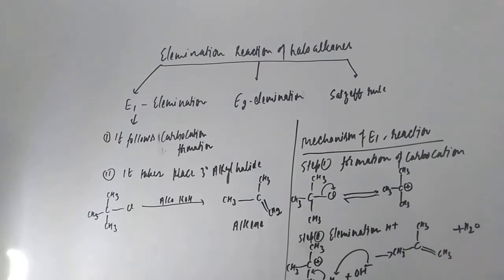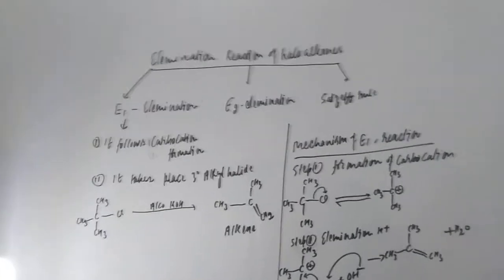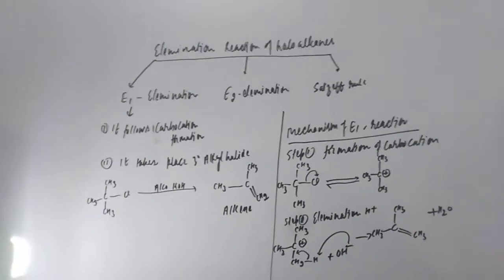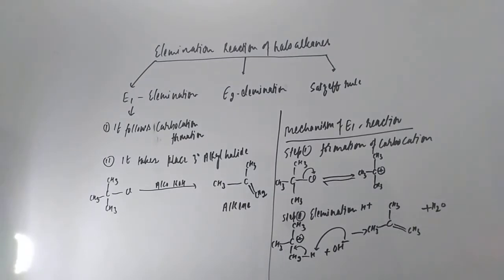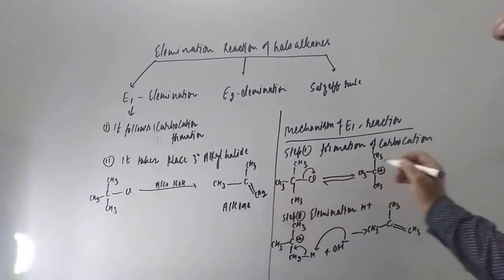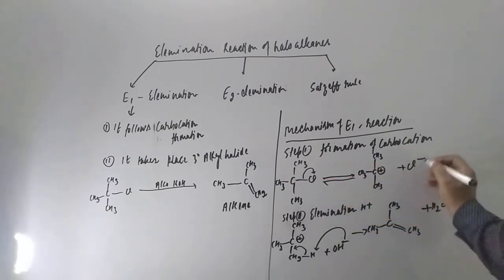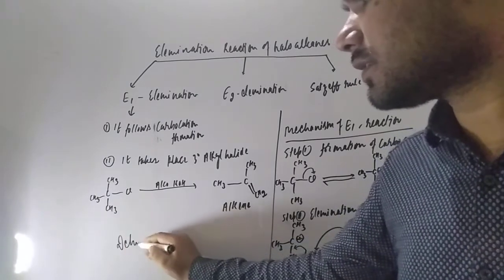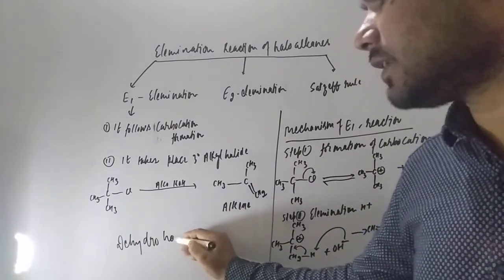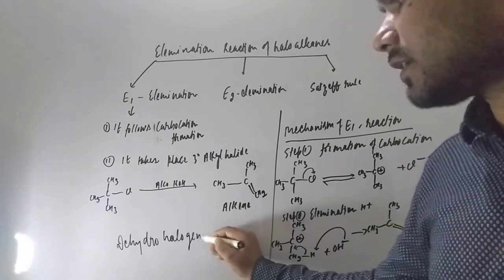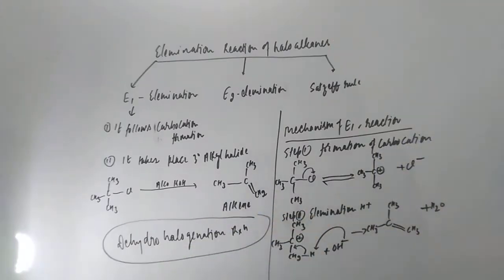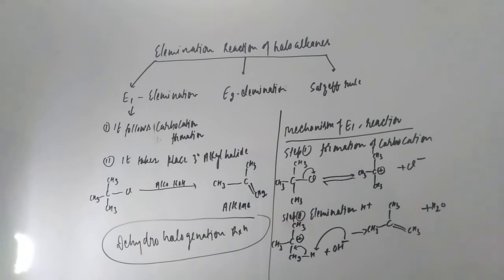In this total process, student, you will find that there is a loss of hydrogen as well as halogen. There is the loss of halogen here, and the loss of hydrogen from here. So this elimination reaction is also known as dehydrohalogenation reaction. You have to keep that in mind. Two things are getting eliminated, that is why it is called dehydrohalogenation.